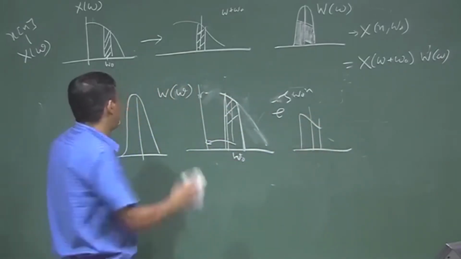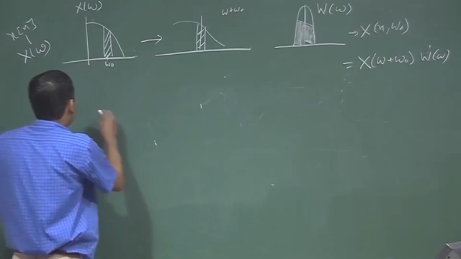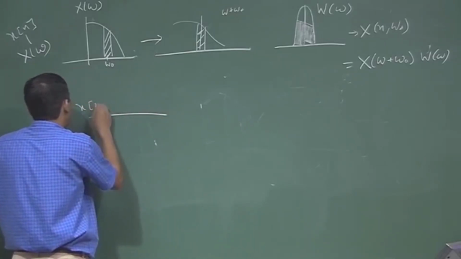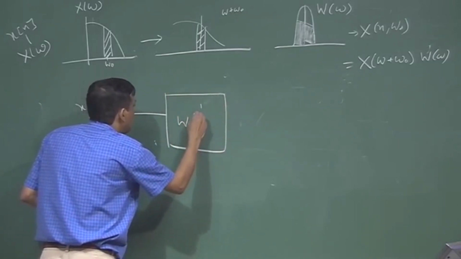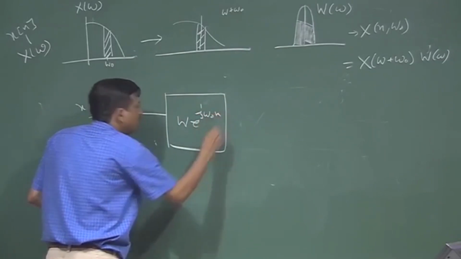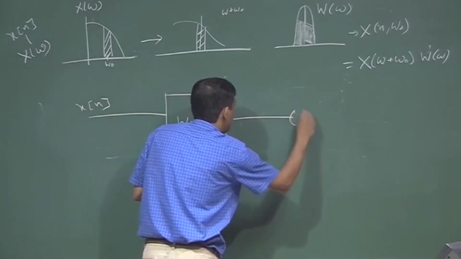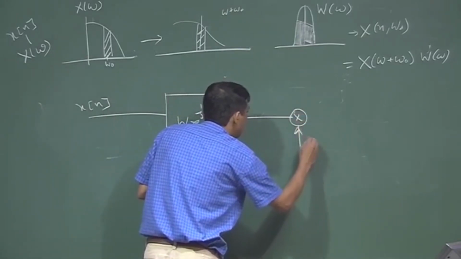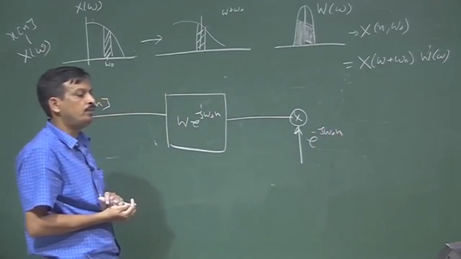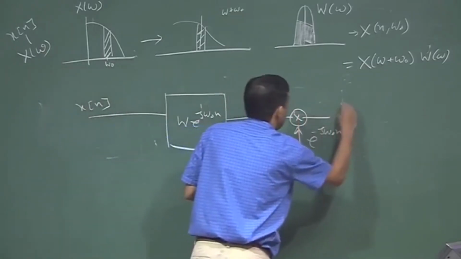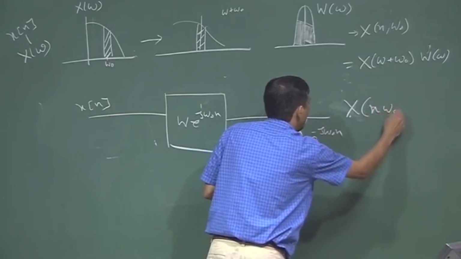Then the diagram will change. First pass the signal, this is my x n, through a window with frequency response W, e to the power j omega 0 n. Then demodulate, shifting the frequency with e to the power minus j omega 0 n. That is also possible. Then also I get X n omega 0.